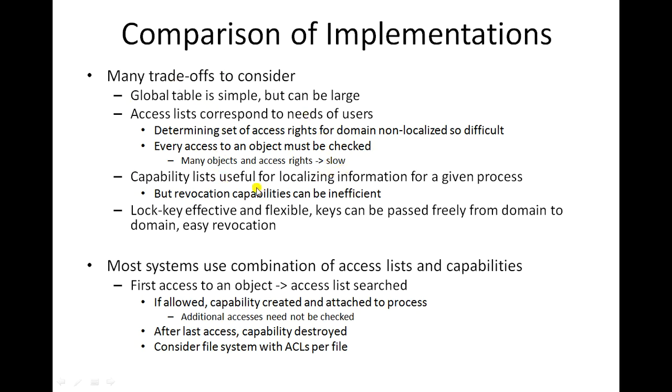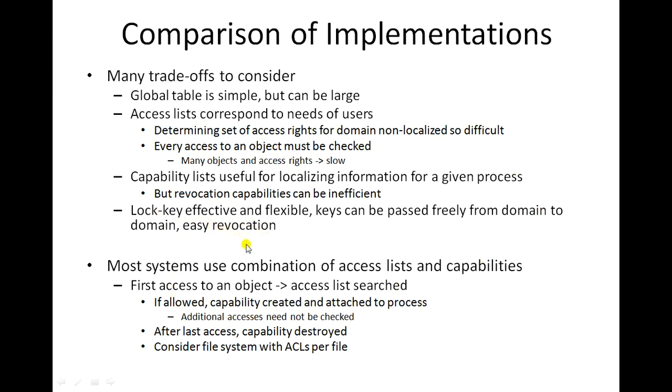If we take the capability list, it is useful for localizing information for a given process, but the revocation of capabilities can be inefficient. What is revocation? It is removing access rights from a domain or object, and that will be inefficient if we take the capability list implementation. And the last one is lock-key implementation. It is very effective and flexible. Keys can be passed freely from domain to domain and are easy to revoke. So lock-key is more efficient as compared to the other implementations.